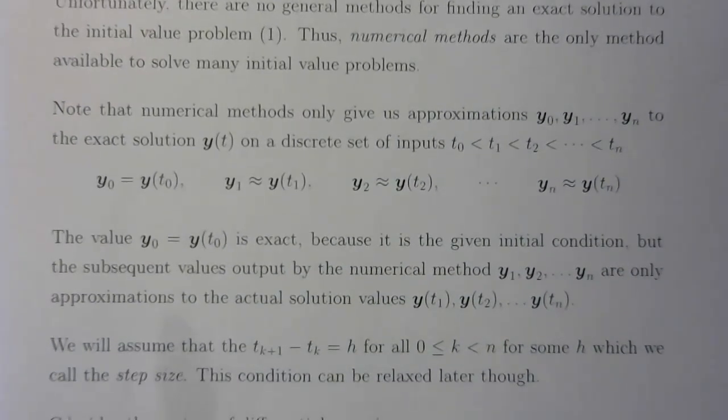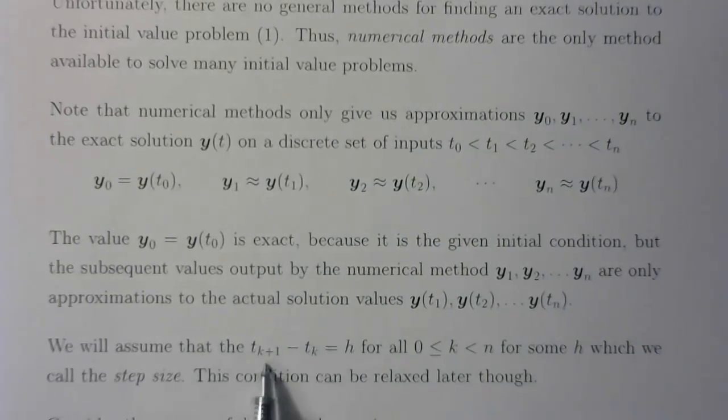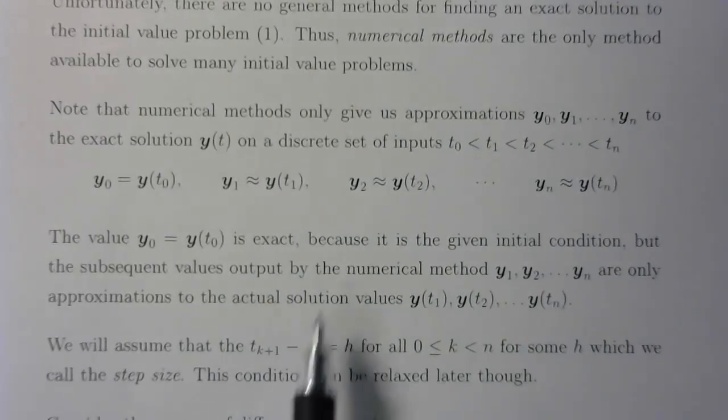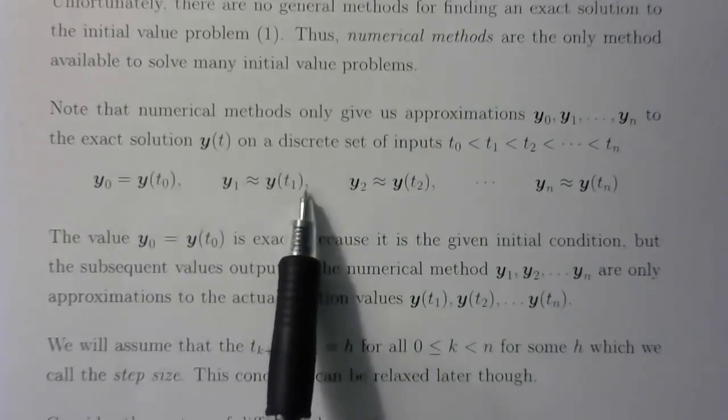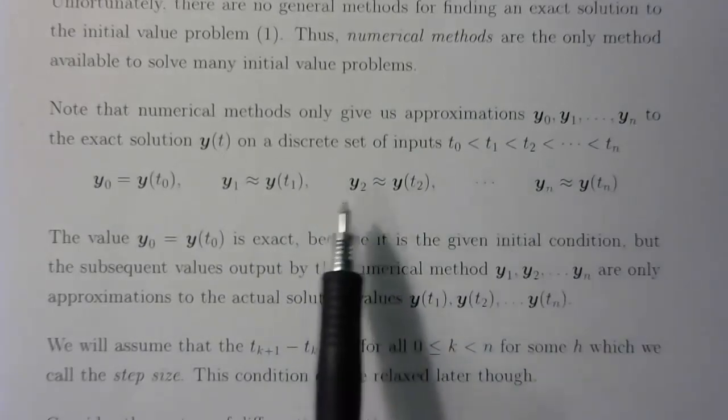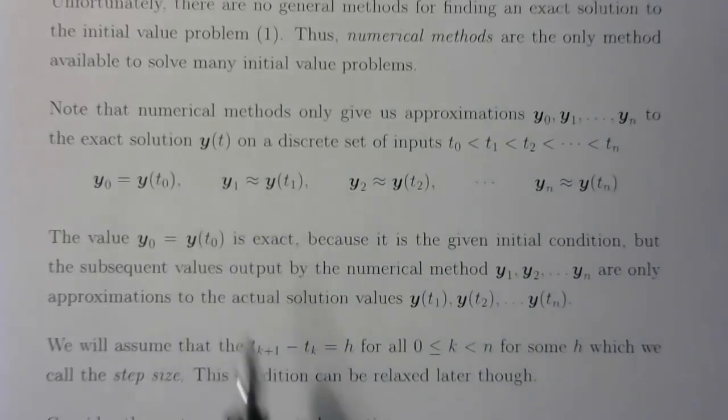In the numerical methods that we're going to look at now and next time, we are only going to look at those that have what we call a fixed step size. So we assume the difference between time k plus 1 and time k, the steps in these discrete time approximations, are always equal. This condition can be relaxed.